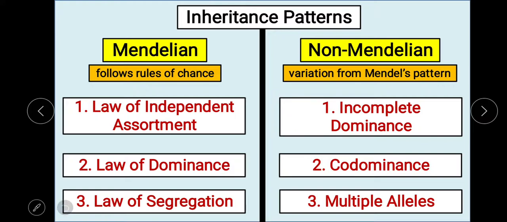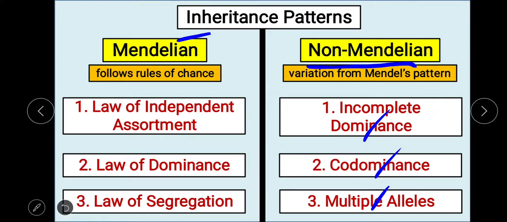Here, this is the bird's eye view of the lesson. When you were in grade 8, you studied about Mendelian forms of inheritance. But in grade 9, our focus is on non-Mendelian inheritance. We have incomplete dominance, codominance, and multiple alleles.